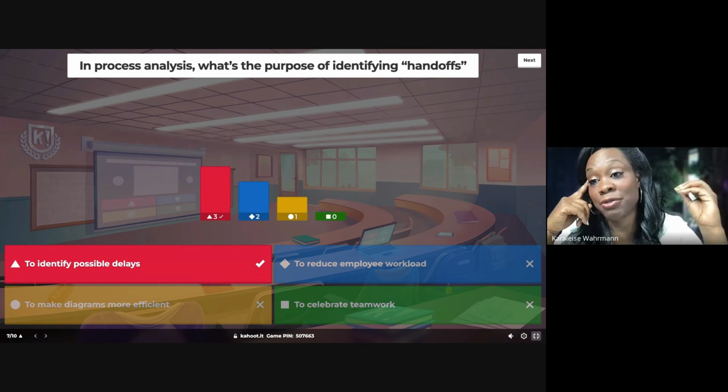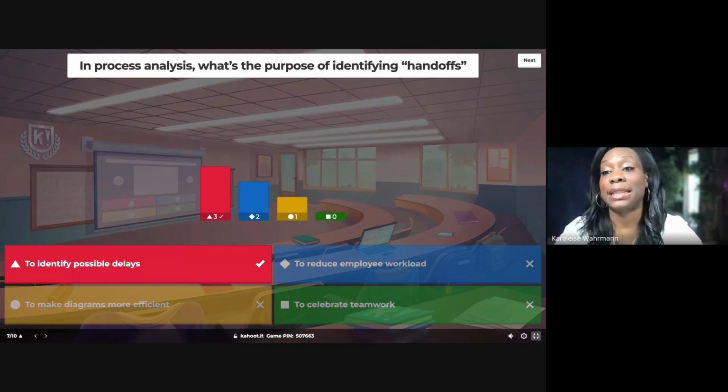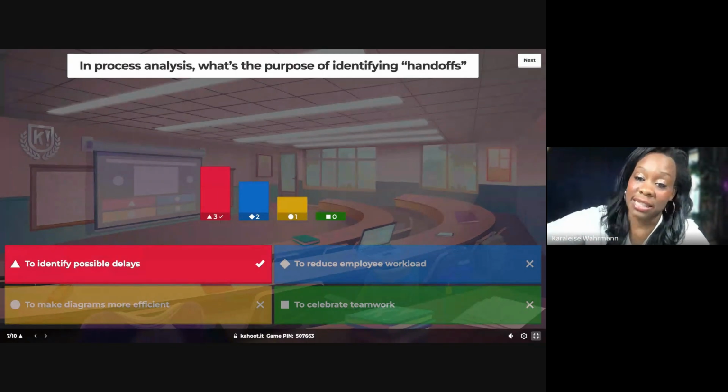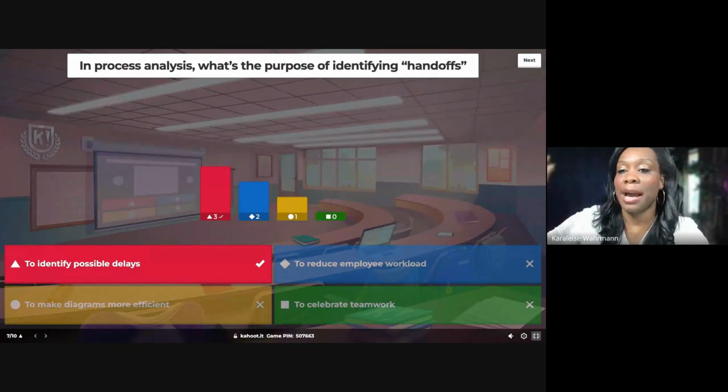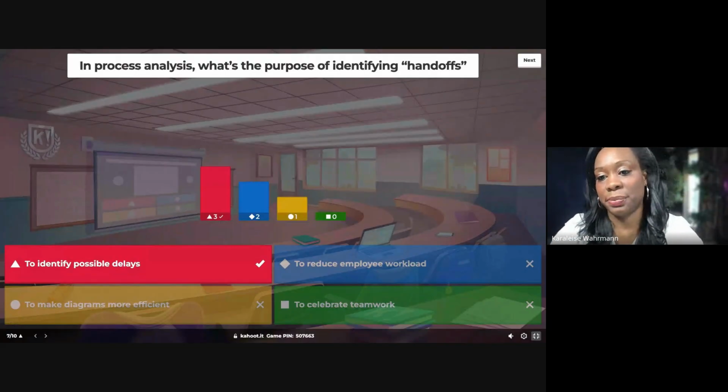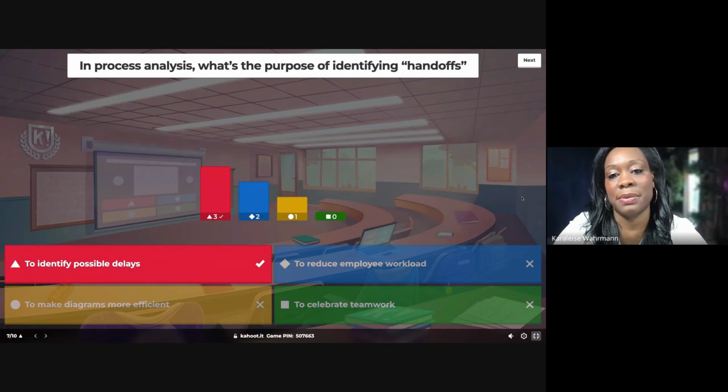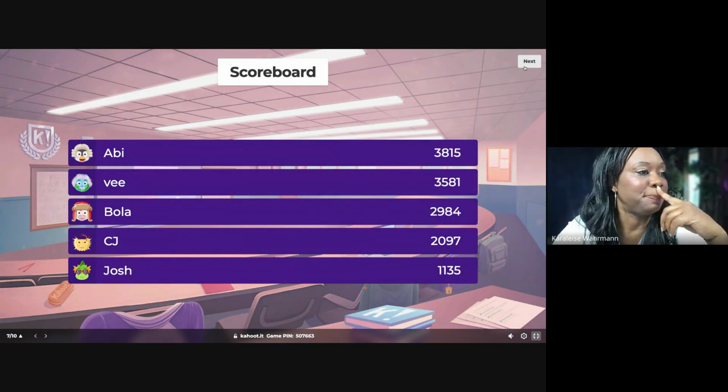But really, when you have too many handoffs, that's what we talked about last time. This is where there are more delays because one team has to hand over to the next team, to the next team. So the more you're handing off, the more delays you're adding to the process. So you really want to be able to identify where you're having possible delays, right? So good answer for those who chose that.